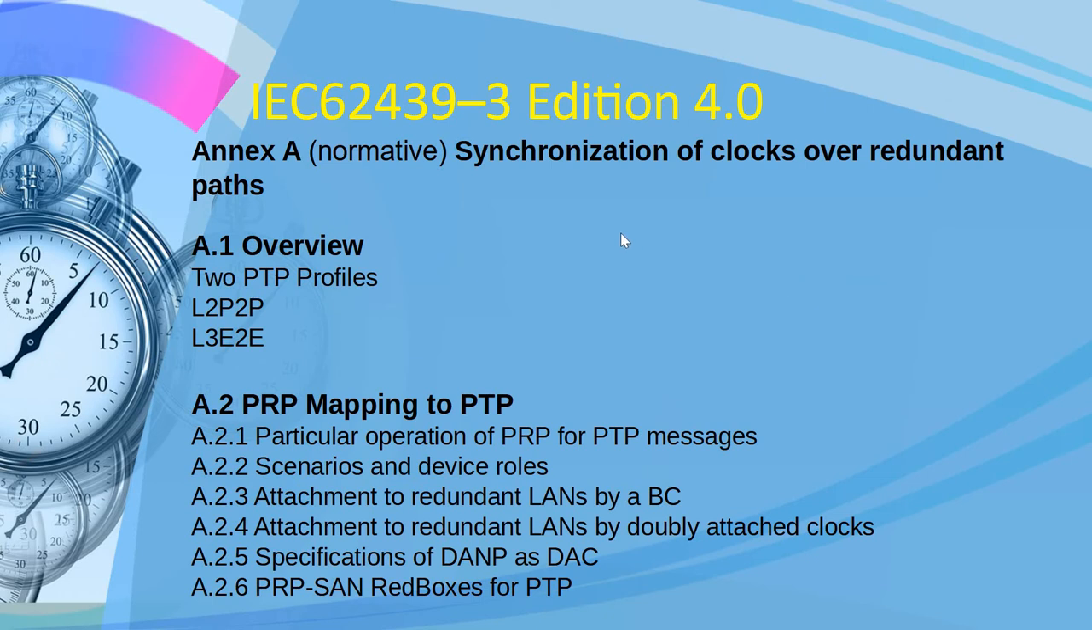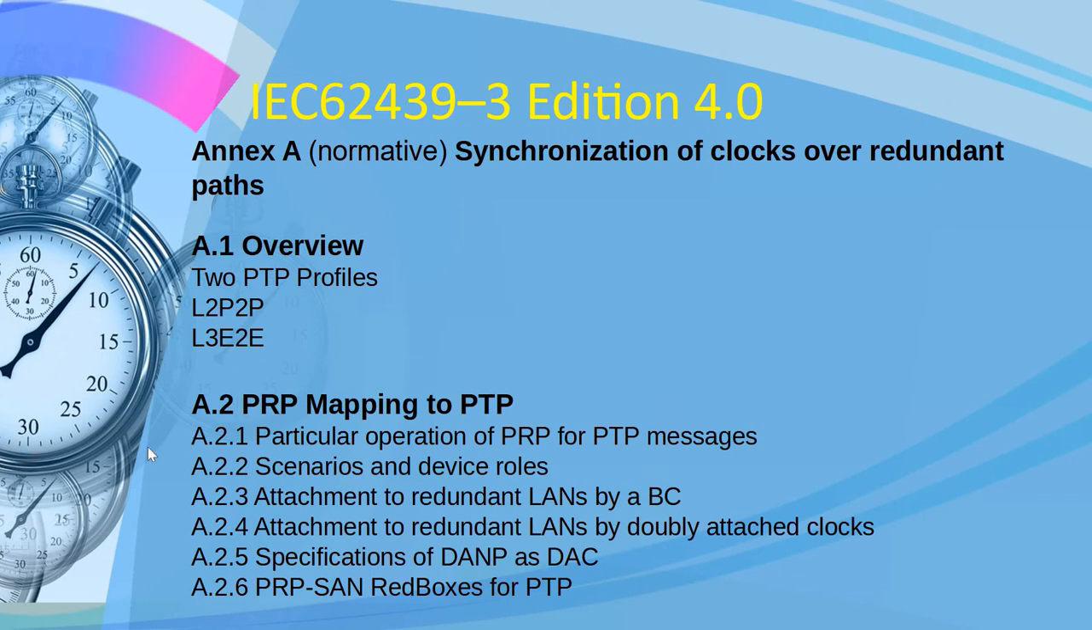There is a little bit more detailed information about edition 4.0 Annex A. The Annex A is about synchronization of clock over redundant net paths. The overview: this annex defines two different profiles. One is the layer 2 peer-to-peer profile. The second one is the layer 3 end-to-end profile.